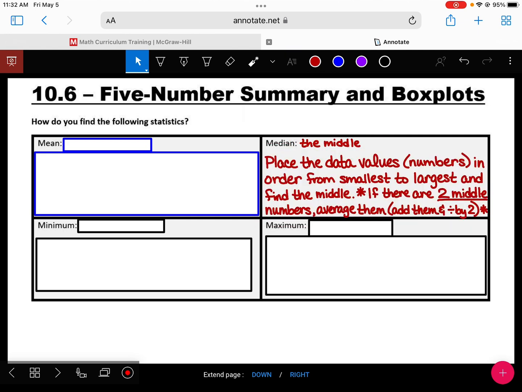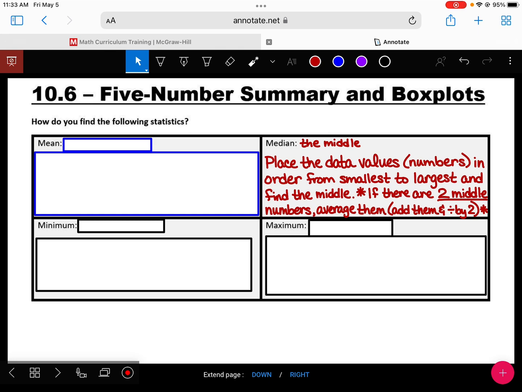Put the data values, the numbers, in order from smallest to largest, and you find the middle. If, as you knock them off, you end up with two numbers in the middle, you add them together and you divide by 2. We're going to average them, which means add them together and divide them by 2. So if the median is the middle, I put them in order, I knock them off until I get to that number right in the middle.